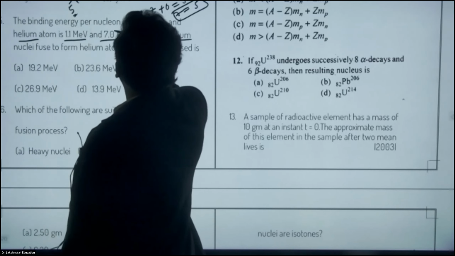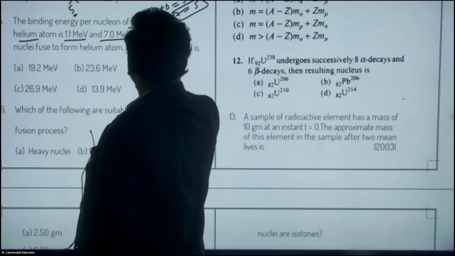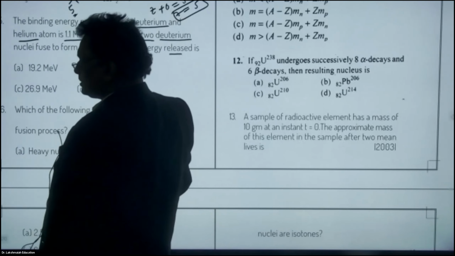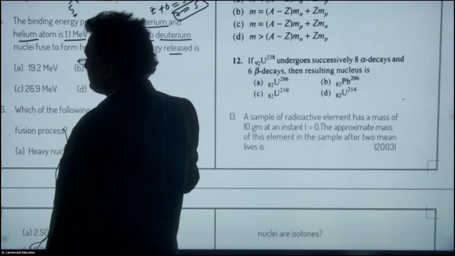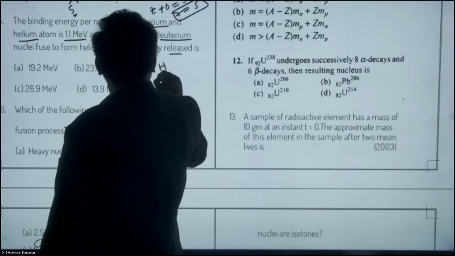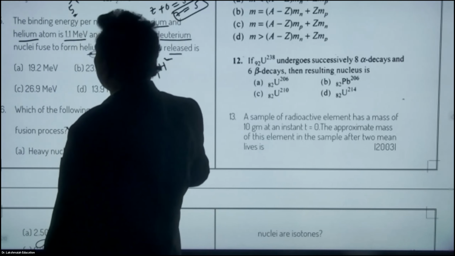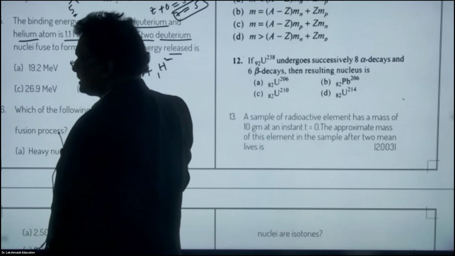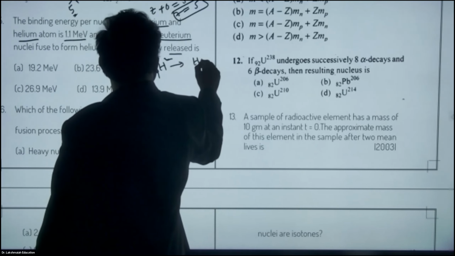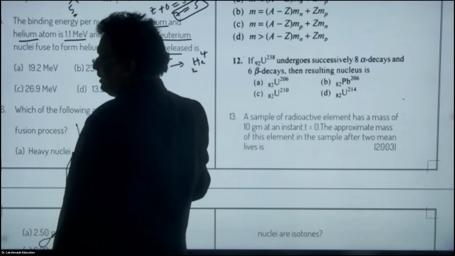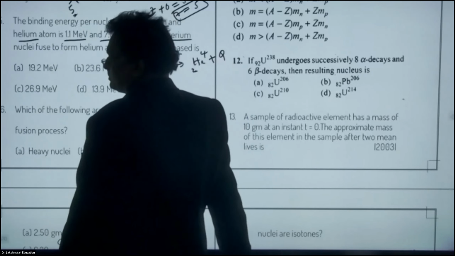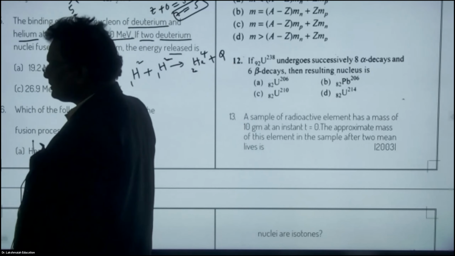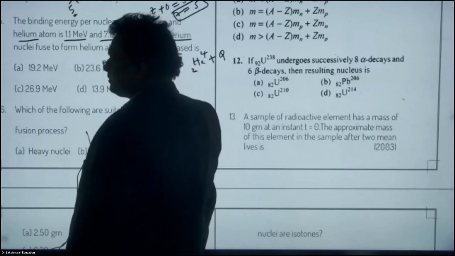First you write deuterium, no? Two deuteriums are there, that is H 1 2. H 1 2 plus H 1 2, two deuteriums combined together, form the helium. Is it correct? Helium 2 4, plus energy Q produced.